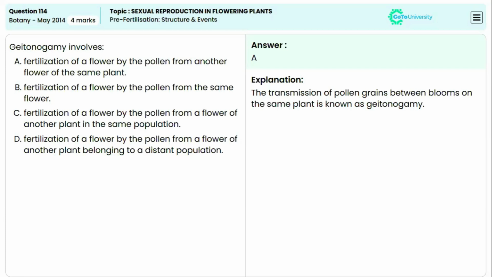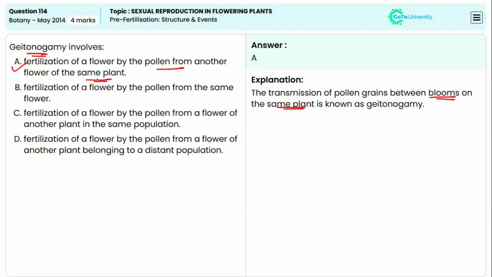And we learned about pollination, the pollen grains transferring as well. So the process of geitonogamy is actually the transmission of pollen grains between blooms on the same plant. So that means here the answer will be option A, that is fertilization of a flower by the pollen from another flower of the same plant.